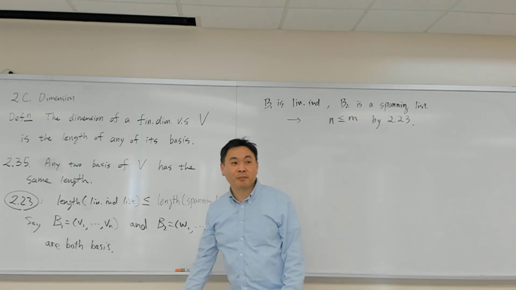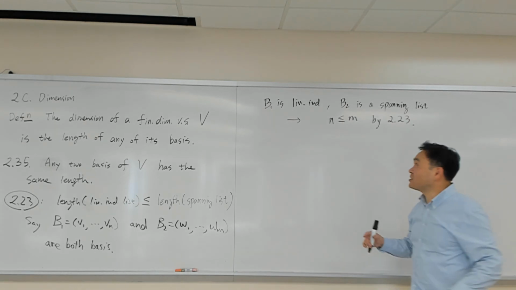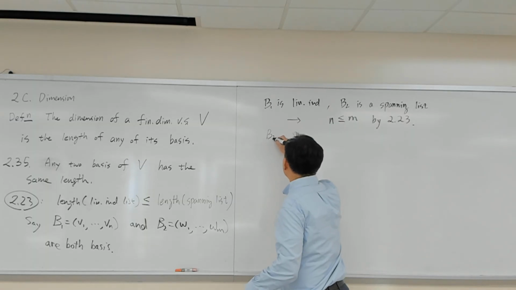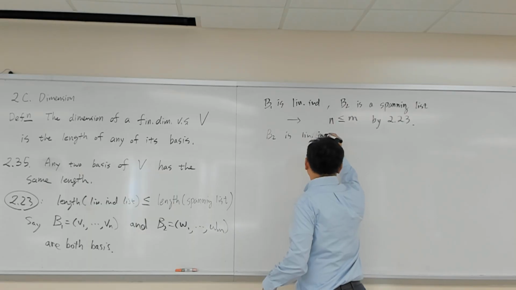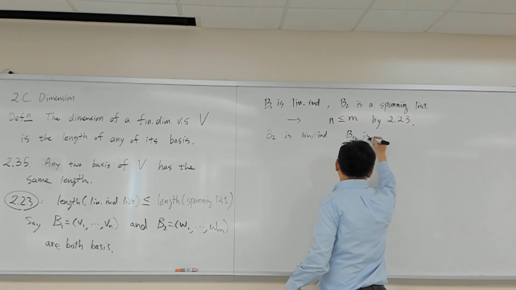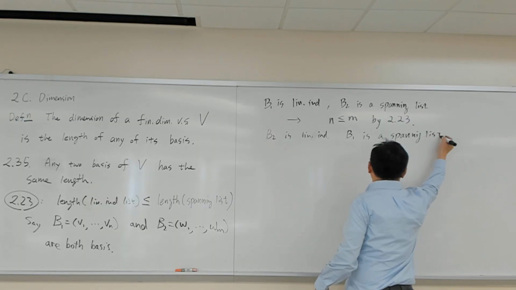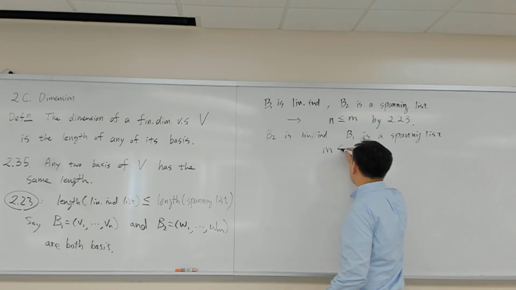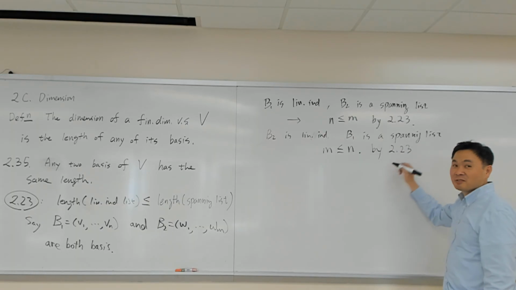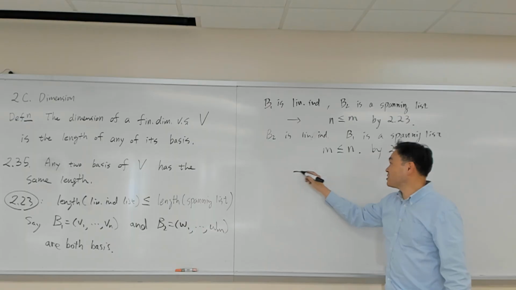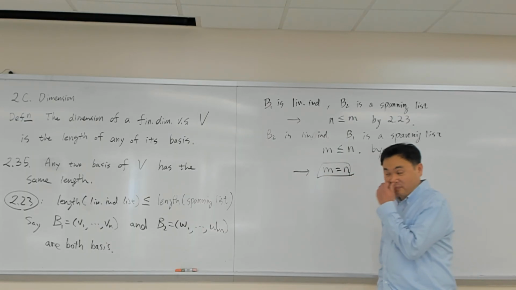Okay? Now what do you do? You switch roles, right? B2 is linearly independent, and B1 is a spanning list, which means that m is less than or equal to n by 2.23. But how can this be? That means m is equal to n. Done.